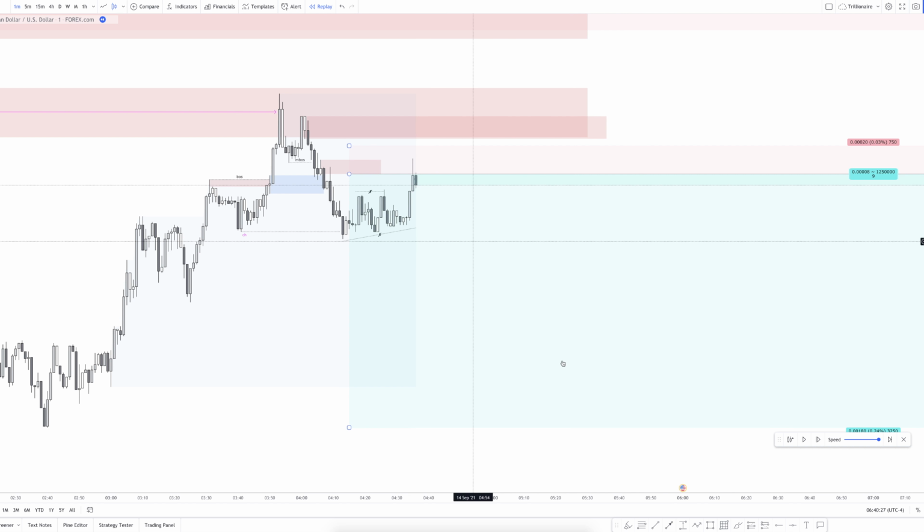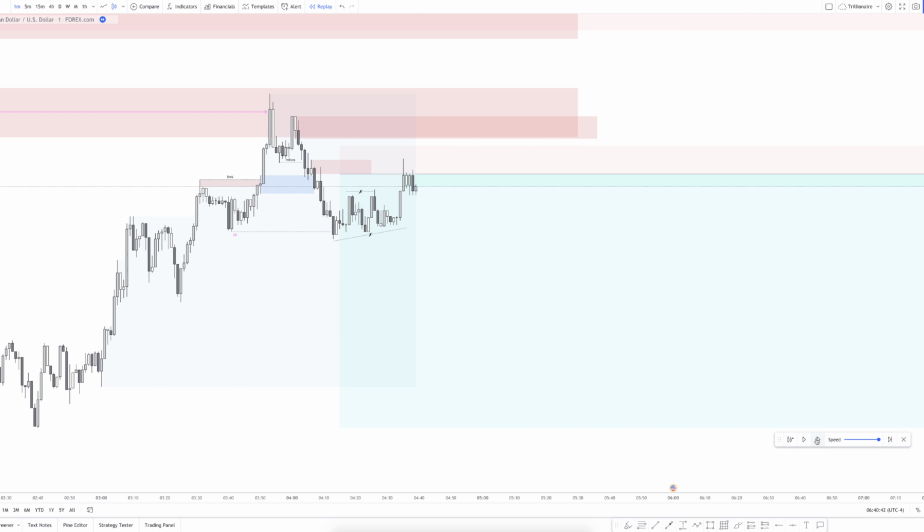Okay, so if we do respect this area, this here could be a possible order block. All right, let's see how it unfolds, but we could create imbalance. We could basically cover all of our confluences. So let's see what happens. All right, we just have to wait.